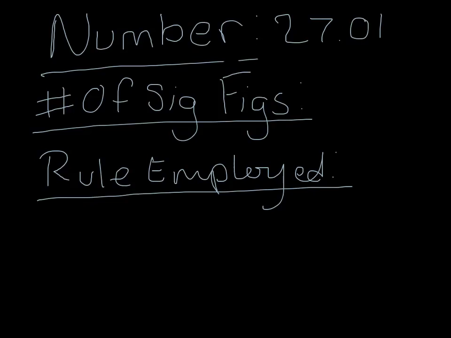The number 27.01 has a total of 4 significant figures. You can find that using rules 1 and 2. There are 3 non-zero digits, the 2, the 7, and the 1, and the 0 is captured between the 7 and the 1, making it significant.